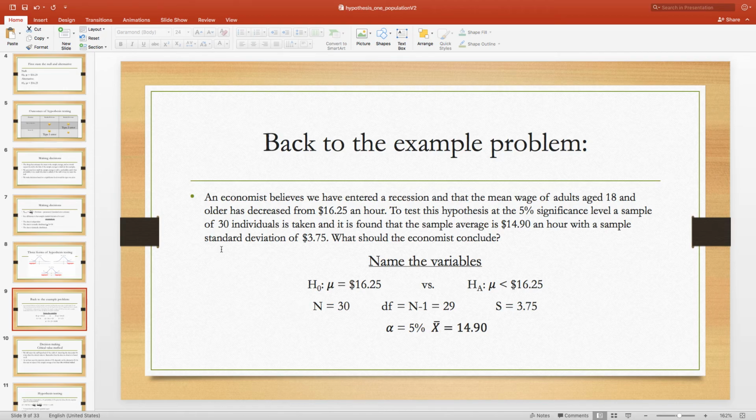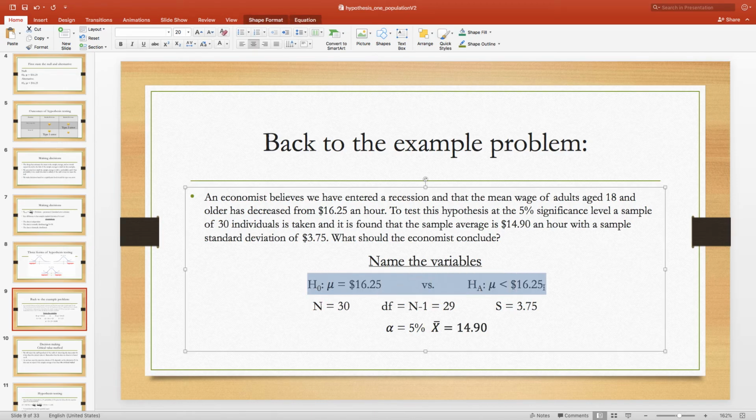Okay, so let's finish off this problem. This was our original problem, and here's the given information. The first thing you should do is write down your null and your alternative. We have a sample size of 30, and degrees of freedom that is n-1, so 29. And we have a sample standard deviation.